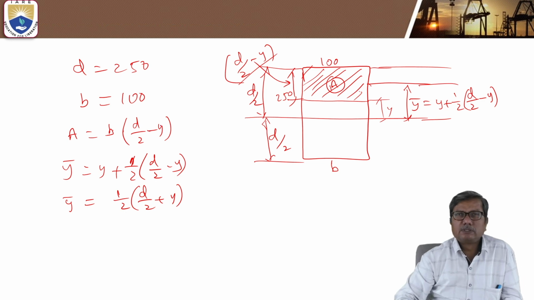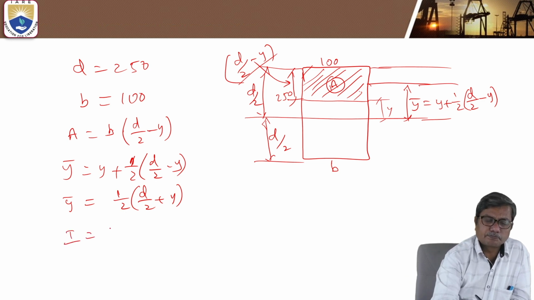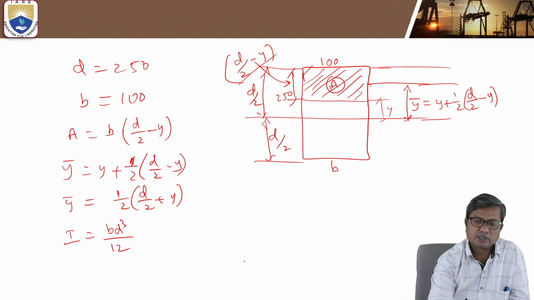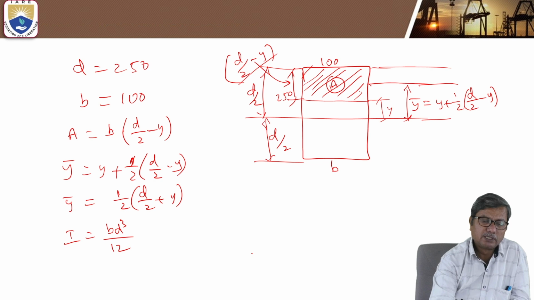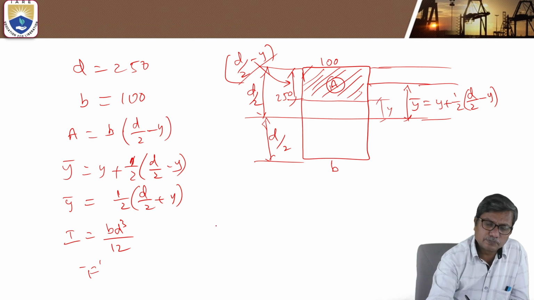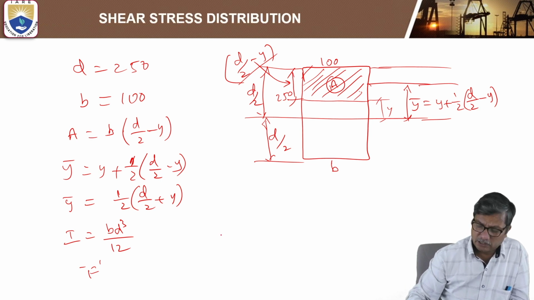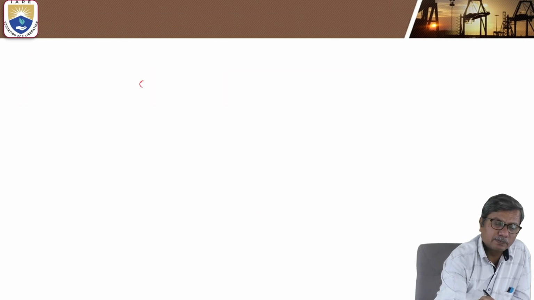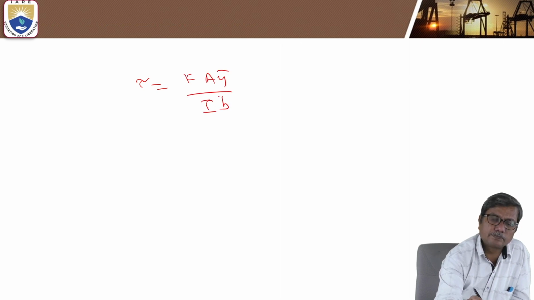So now let I be the moment of inertia. For rectangular section, moment of inertia is bd cube by 12 about neutral axis, centroidal axis. Let F be the shear force. Now we see the equation for shear stress, tau. What is tau here? Tau is equal to F A y bar by I b.